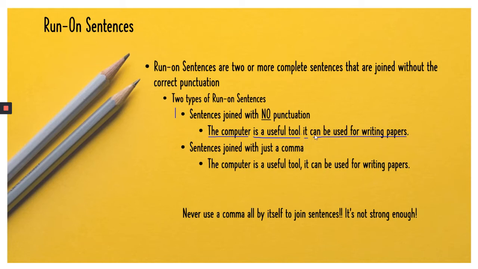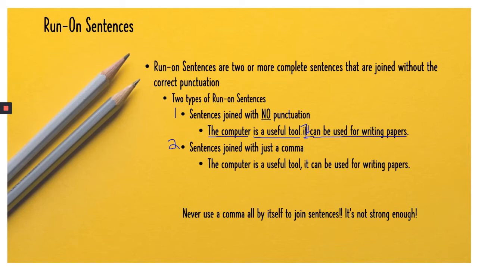So we have two sentences here that were originally joined with nothing in the middle. When I add a period and make this I capital, so capital I-T, what we now have is a complete sentence. So that's type one. The second type is for sentences that are joined with just a comma, and this is called a comma splice.